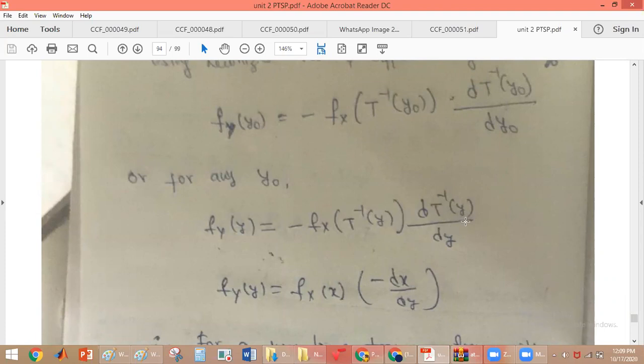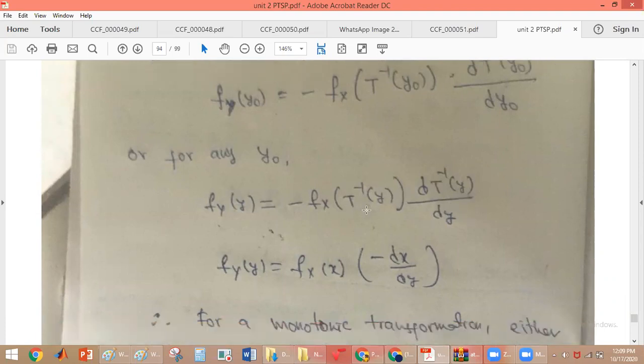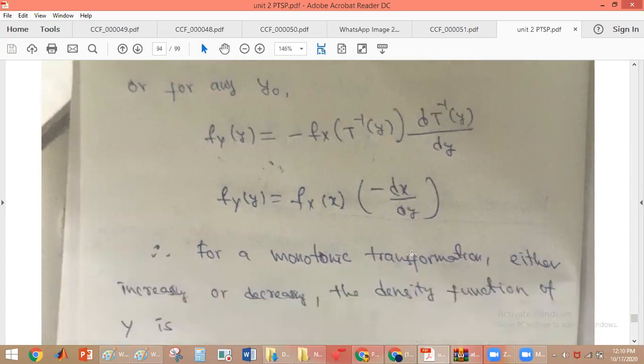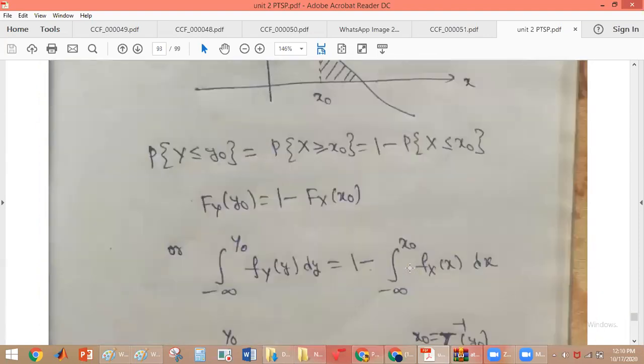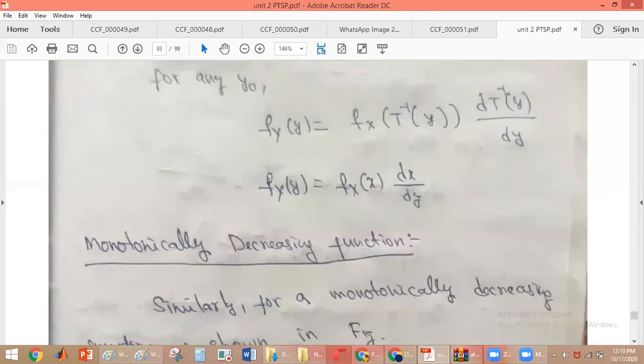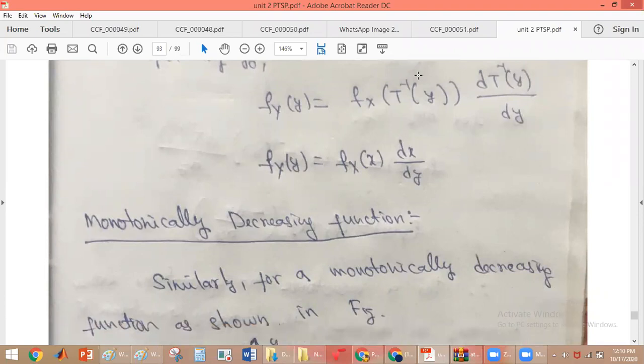So this can be written as f_Y of y is equal to minus f_X of T inverse of y times d T inverse of y by dy. We know that T inverse of y is nothing but x, so this can be written as f_Y of y is equal to f_X of x, with the minus sign, minus dx by dy. So for a monotonically increasing function, f_Y of y can be written as f_X of x times dx by dy. For a monotonically decreasing function, f_Y of y can be written as f_X of x times minus dx by dy.